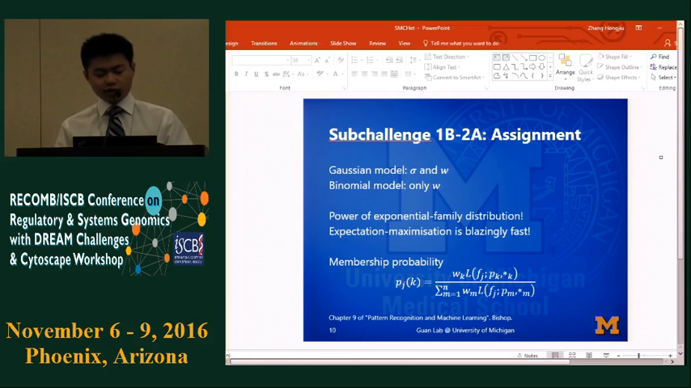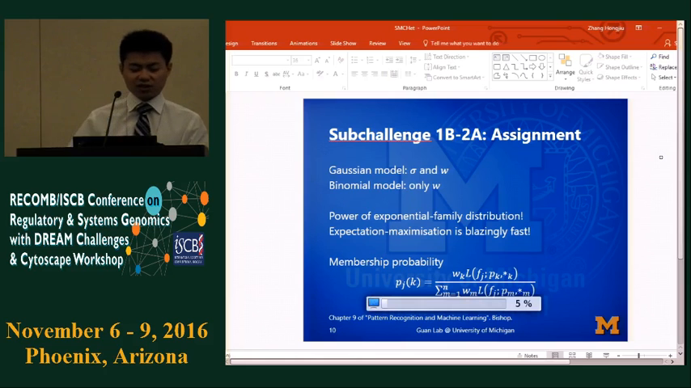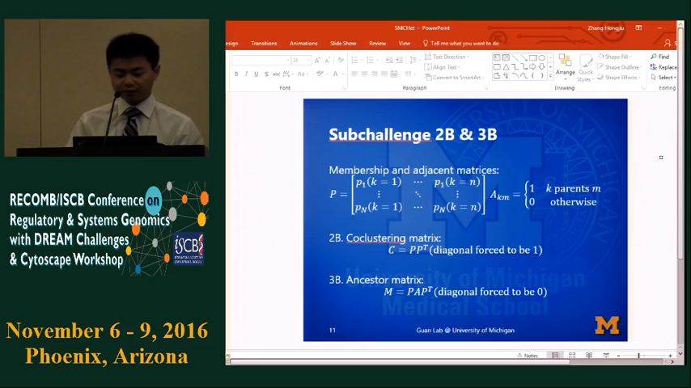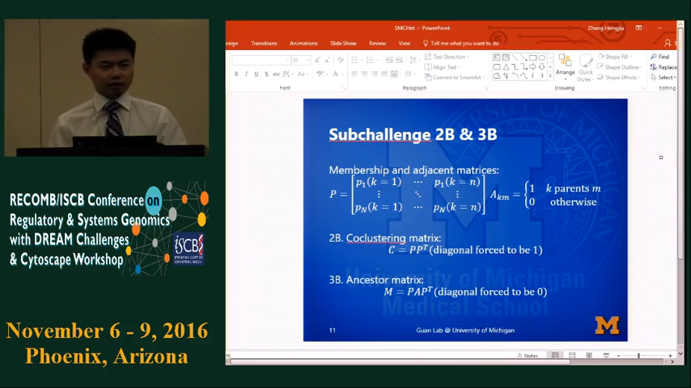With that, then you can use some membership probability, either using a Gaussian model or binomial model. You can calculate that and see which subclone is more likely to carry this mutation. And after that, you can calculate the co-clustering matrix and ancestor matrix using simple linear algebra strategy. You multiply the probability matrix by its transpose, you get the 2A's result. You multiply that by the adjacent matrix and the transpose of probability matrix, you get the 3B results. It's pretty accurate.